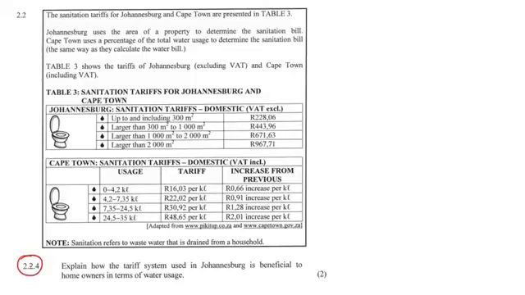Whereas in Cape Town, if you use anywhere between 0 and 4.2 kiloliters, then that's how much you pay per kiloliter. But as you start using more water, look what they do to the price. You see how they make it more expensive? So in Cape Town, you have to be a little bit more cautious, because if you start using too much water, they start increasing the price. Whereas in Johannesburg, they only charge you one amount, whether you use a small amount of water or a large amount of water. So explain why the tariff system is beneficial to homeowners.